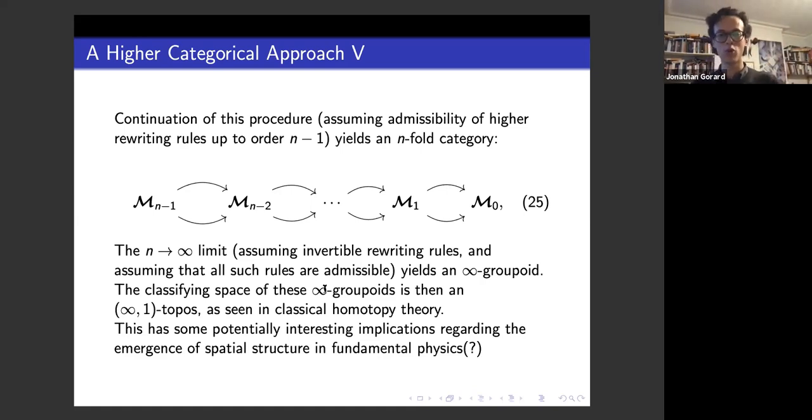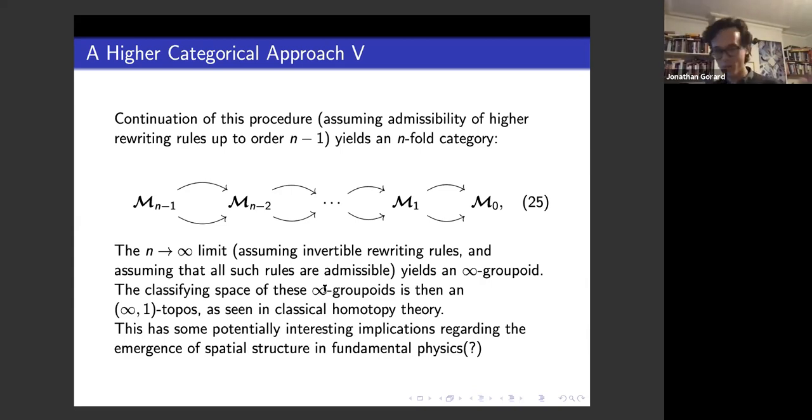They're multi-way systems in which all possible rules of a particular class are instantiated. And then we can look at collections of those ruleal multi-way systems in which effectively all possible rules, not just of a given signature, but of all possible signatures, are instantiated. And that gives us effectively a classifying space of these infinity groupoids, which has the formal structure of an infinity one topos. And that's immediately interesting because that's the setting of classical homotopy theory.